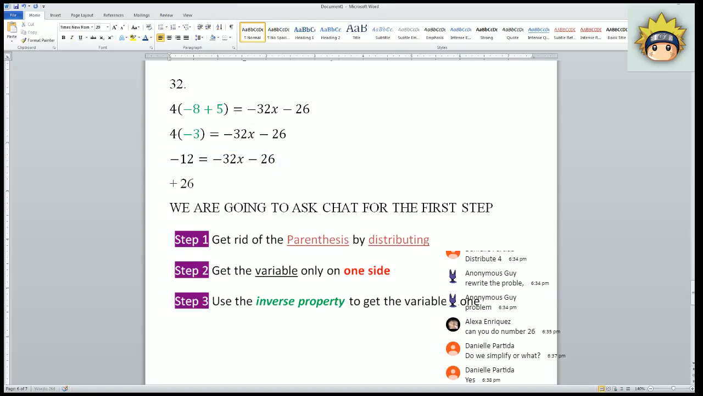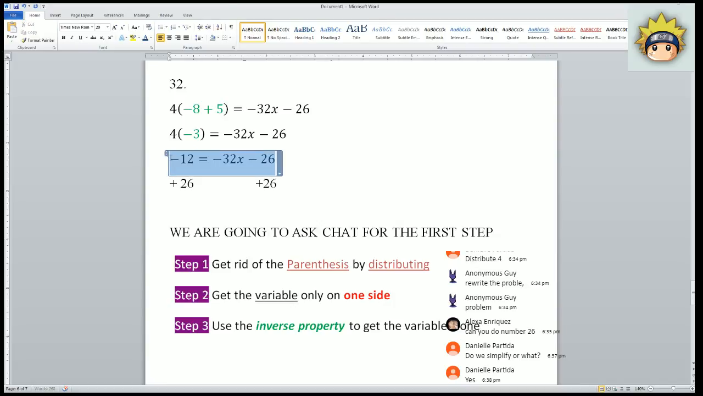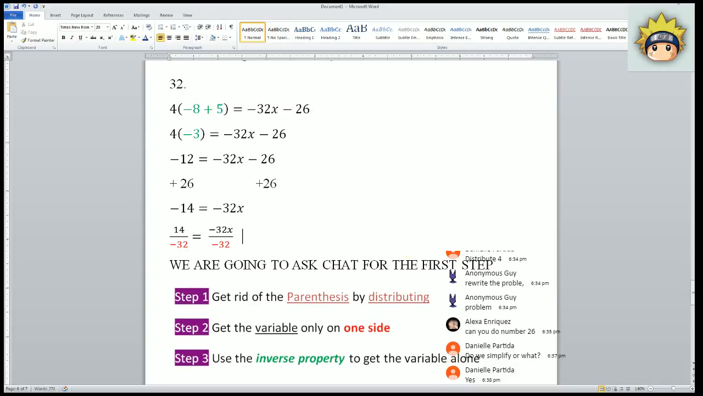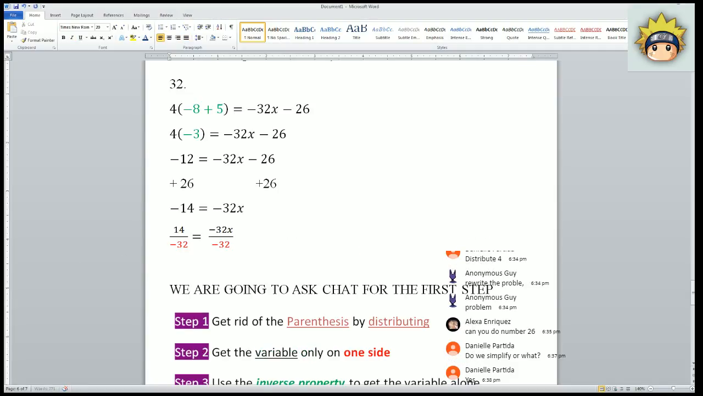Plus 26 to both sides. Ha ha! Look at the beautiful math here. This becomes 14. Boom! Do you see how I skipped so many steps? Because remember, I simplified what was inside the parentheses first. Same solution as before. Divide over the negative 32, give me my same answer.